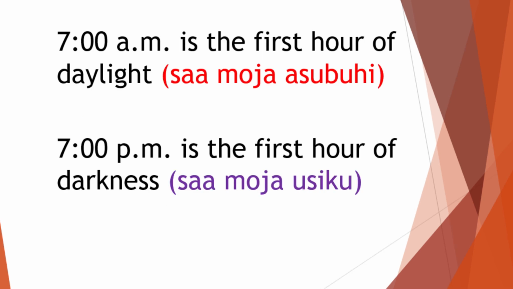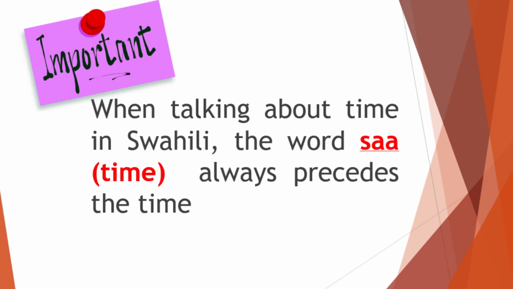And since the sun rises at 6 a.m., 7 a.m. is therefore the first hour of the day. Similarly, since the sun sets at 6 p.m., 7 p.m. is the first hour of the darkness. It should be noted that when talking about the time, the word saa, which means time, always precedes the time.